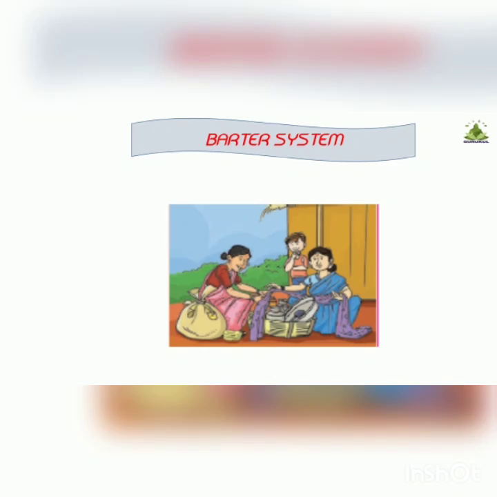Even today, we see traders who exchange utensils for old cloth, but this creates problem of estimating a proper price of commodities. Earlier, two such problems were encountered. As a result, the use of currency started. Today, in this modern age, trade is carried out with the help of currency only, but barter system is still prevalent to a small extent in remote areas among the tribal people. So this was about the barter system, children.